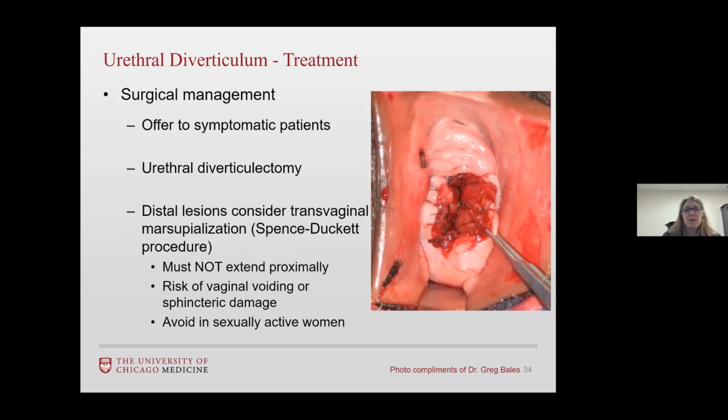So surgical management for urethral diverticulums, you want to offer to symptomatic patients, and the typical one is going to be a urethral diverticulectomy. For distal lesions, you can consider a transvaginal marsupialization, which you see here. It's called a Spence-Stuckett procedure, but it cannot extend proximally because there's a risk of damaging the sphincter. And then they kind of vaginally void, basically. So you want to make sure it's distal enough that it'll come out without getting vaginal trapping. And you want to avoid it in sexually active women as well.